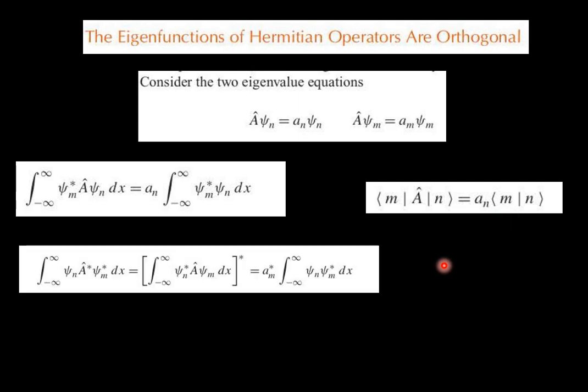Now the second equation: we take the complex conjugate of the second starting equation, Aψm equals amψm, and we take the complex conjugate, that means we get A*ψm* equals am*ψm*.